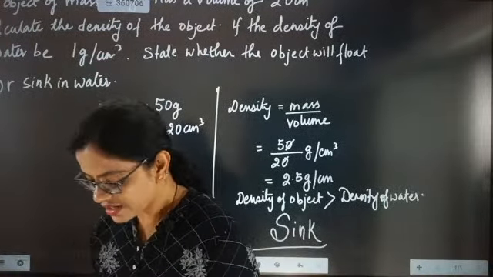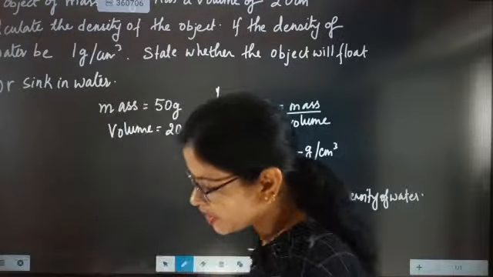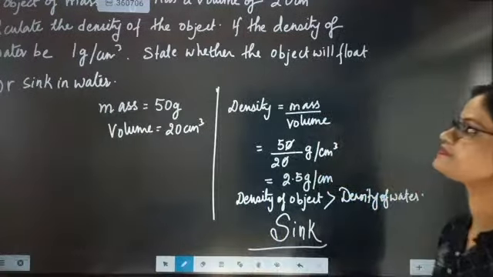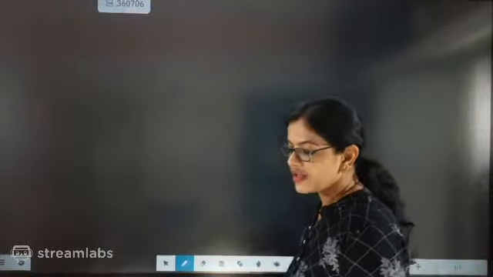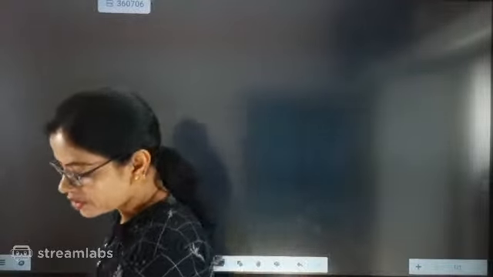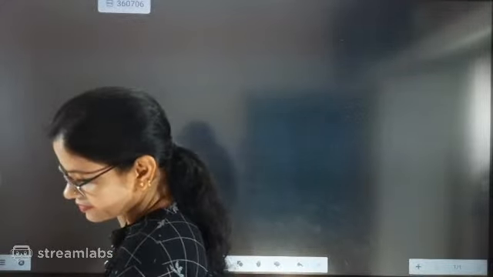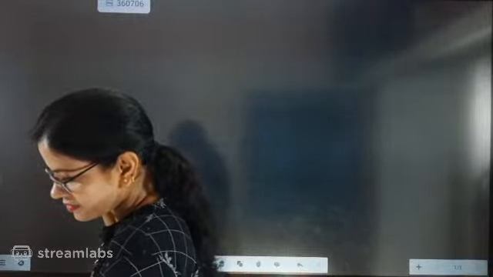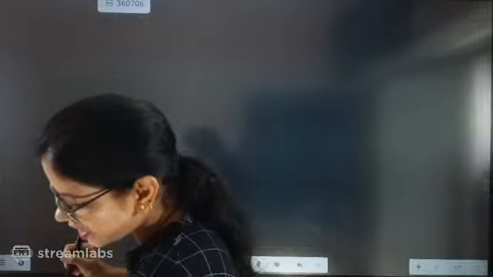So now again, the next question we are going to do. Okay. Now shall we start? So now the next question is a plastic bottle of density related to gravitation.